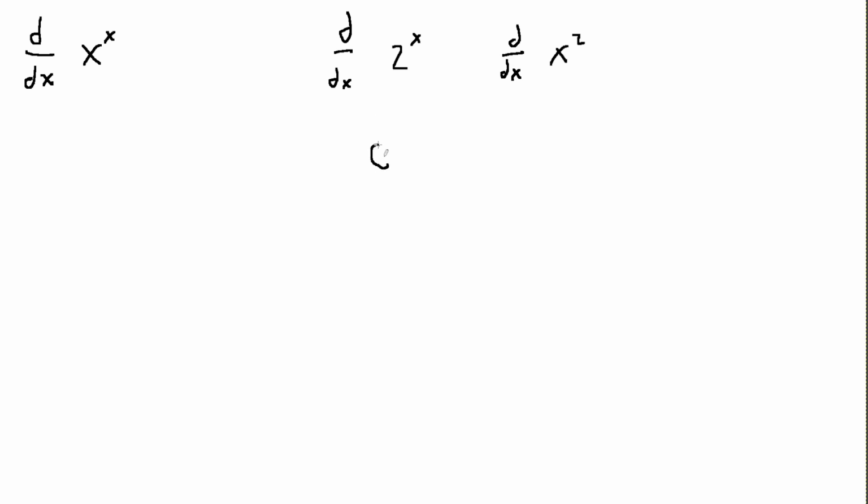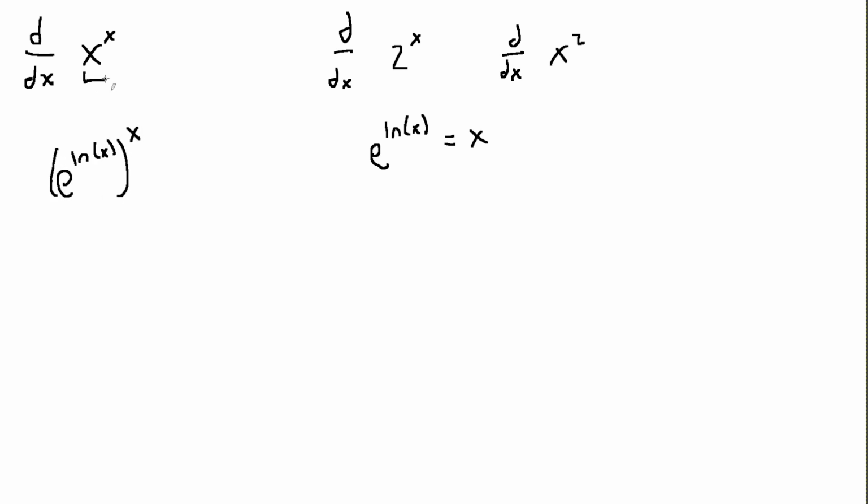First, some background. e to the ln x, everyone knows, right? This is equal to x. That's kind of how e and ln interplay. Okay, so let's replace this x with e to the ln x, and you'll see why in a second. I'll omit the d/dx right now. So let's do e to the ln x, and this is all to the x.